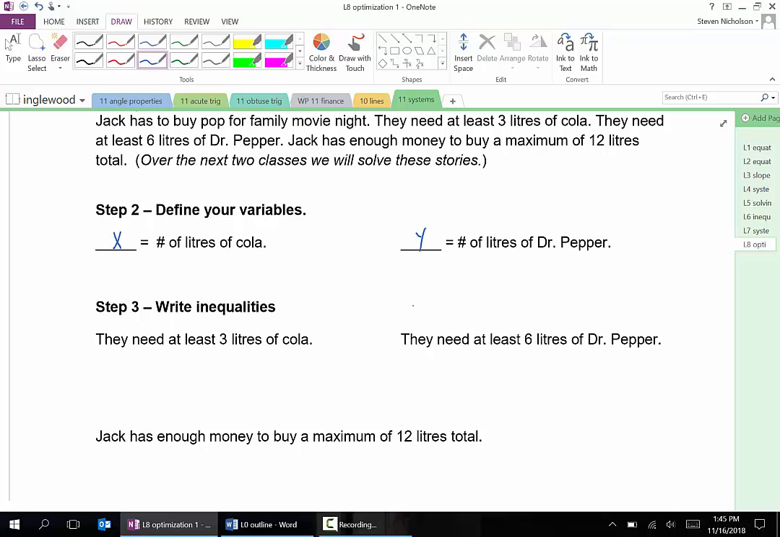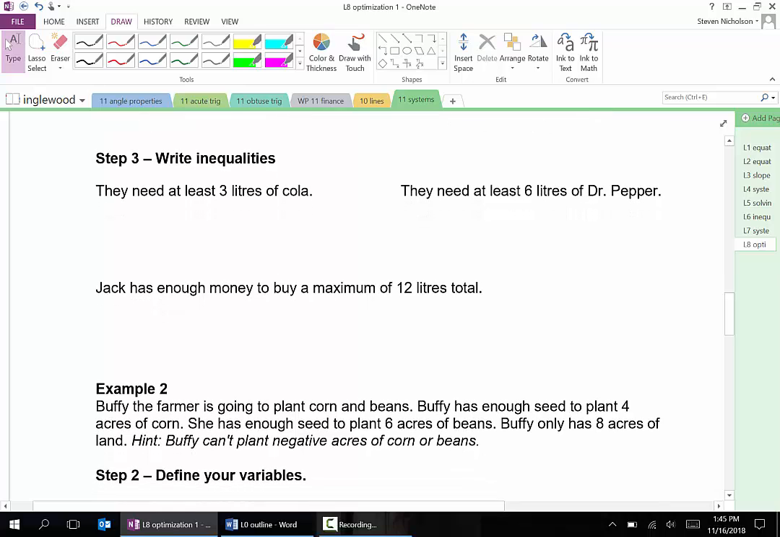Now, in the story, we are given information about how much cola he can buy, right? So in the story, you're told they need at least 3 liters of cola. So this is how we write that. At least 3, meaning it can be 3, 4, 5, whatever. But remember, there's a maximum on there. So y can be greater than or equal to 3, but less than or equal to 12. And similarly with the Dr. Pepper, they need at least 6 liters of Dr. Pepper, so they can have 6, 7, 8, 9, whatever.